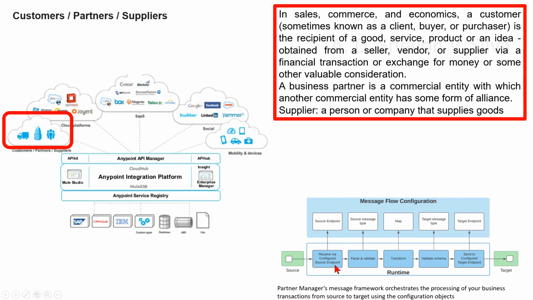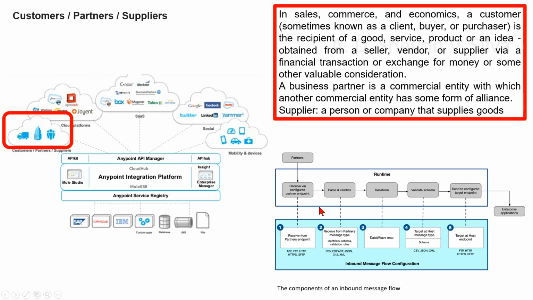And here receive via configured source endpoint is connected to parse and validate, and it's connected to source message type, and it's connected to transform. Transform is connected to the map, and transform is connected to the validate schema. Then validate schema is connected to a target message type, and validate schema is connected to send to configured target endpoint, and it is connected to target endpoint, and then send to configured target endpoint is connected to target.